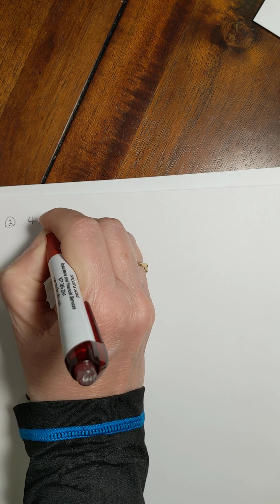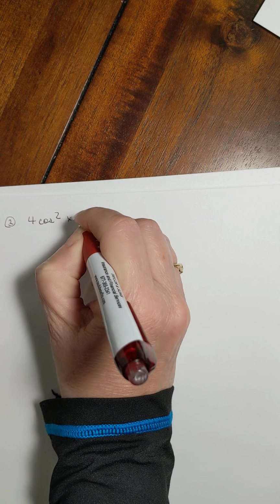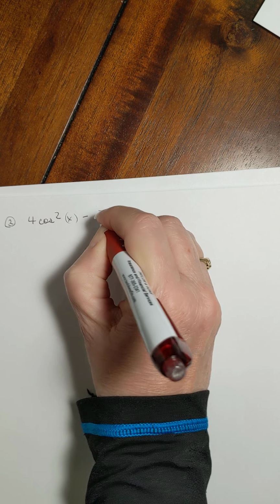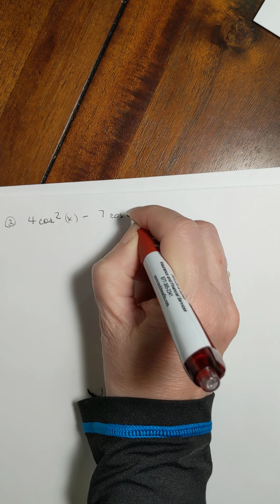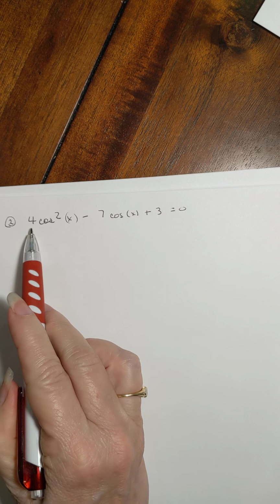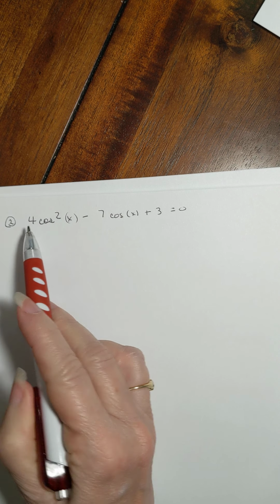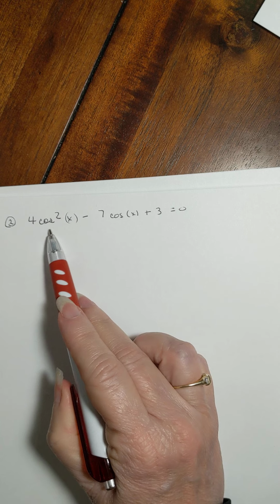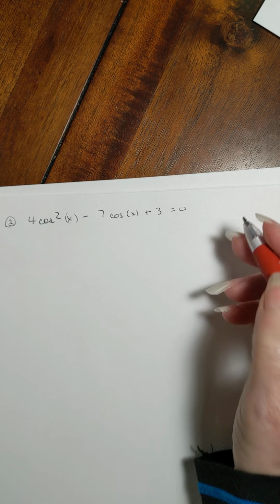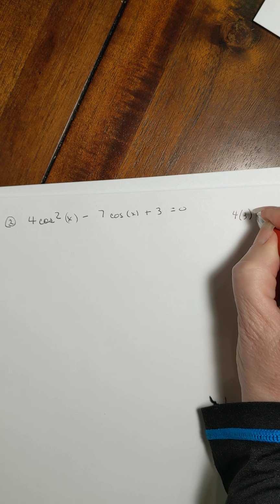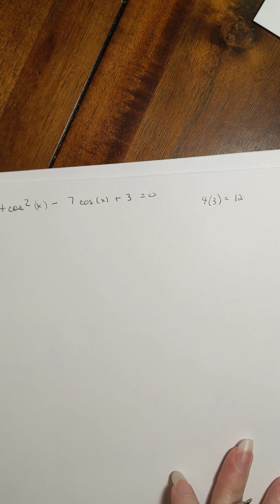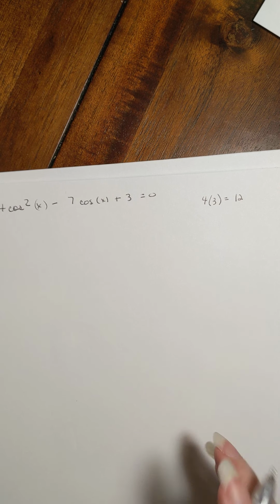4 cosine squared of x minus 7 cosine of x plus 3 equals 0. So again, I take my first number, my leading coefficient, and then my last term. And they should always be in descending powers of x. So this would be 4 times 3 equals 12.